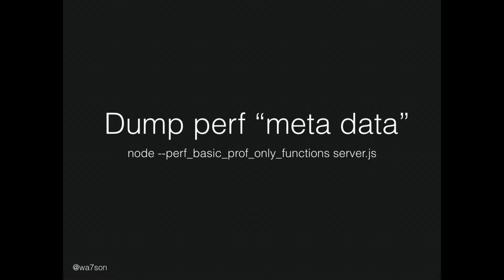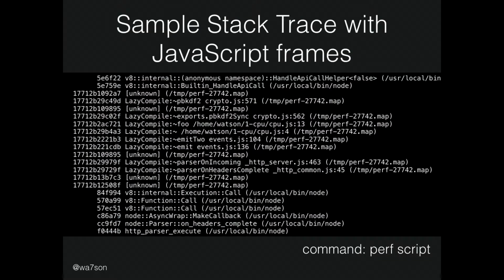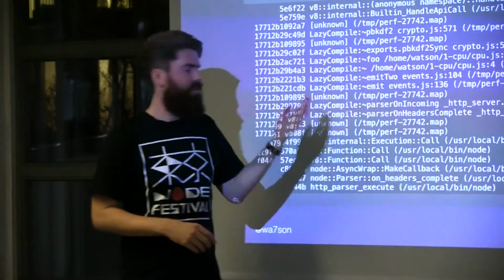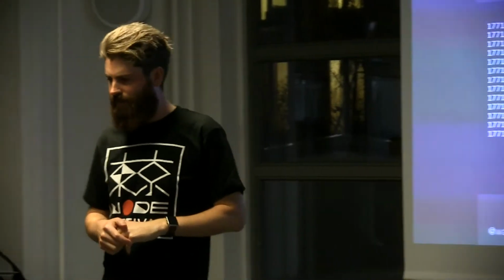And it has very little overhead. You can run this in production. There's no problem with that. It won't really slow down your app. And when you do that and then run perf script again, you suddenly get JavaScript stack frames. And you can even see here stuff like this is on CPU JS line 4. So this is actually the JavaScript code that's running, and then line 13, etc. So this now looks like a normal stack trace.